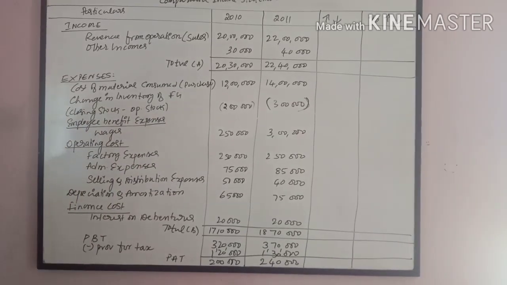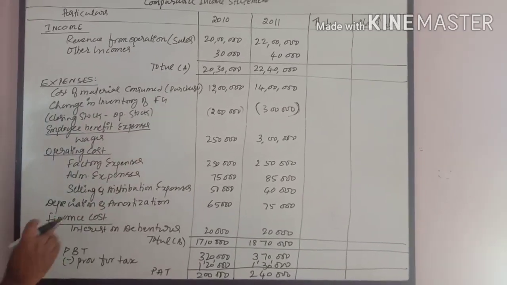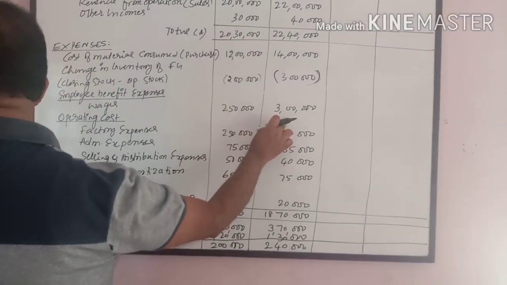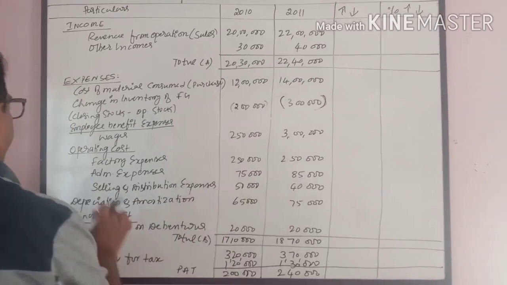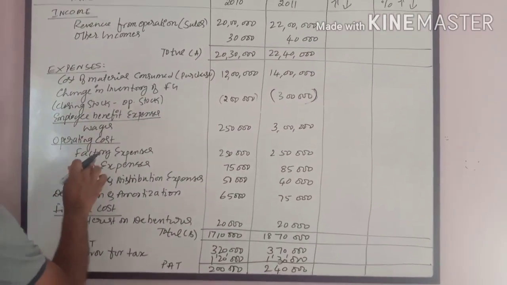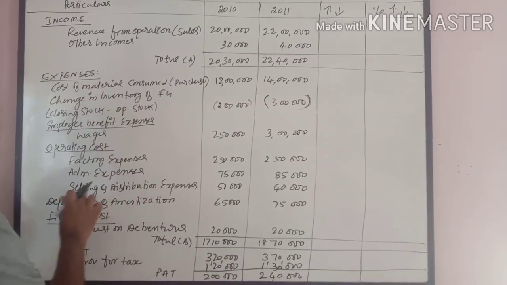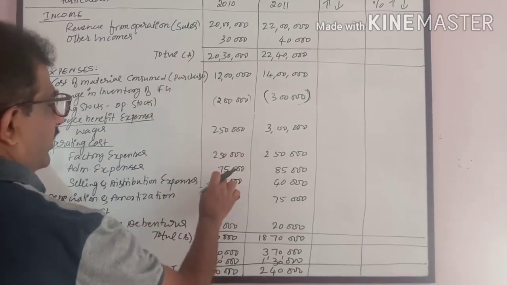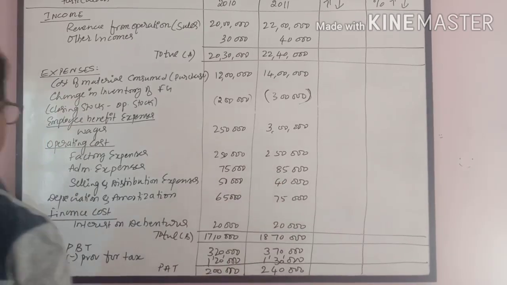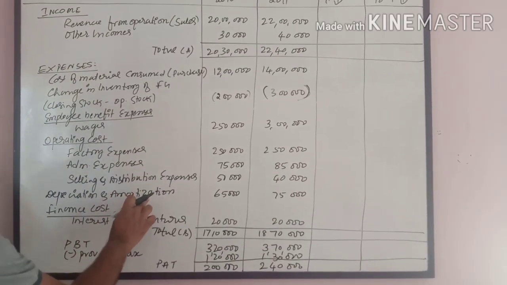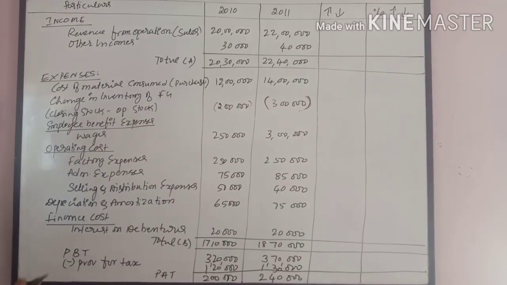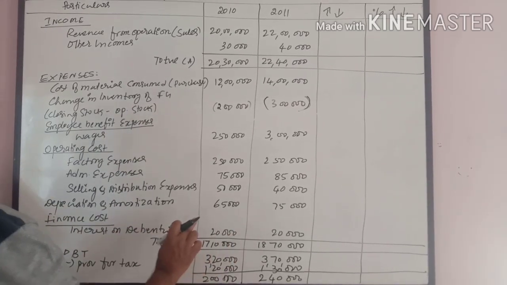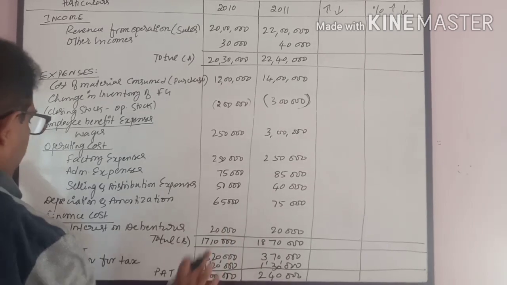Employee benefit expenses, as I said, anything which is paid to employees in the form of wages, salaries, bonus, commission. Here we have only wages, 2 lakh 50 thousand and 3 lakhs. Operating cost, so you can take factory expenses, administration expenses, selling and distribution expenses. All these three parts come here. Depreciation and amortization expenses are given as 65 and 75. Finance cost, interest on debentures, it is 20,000 and 20,000.